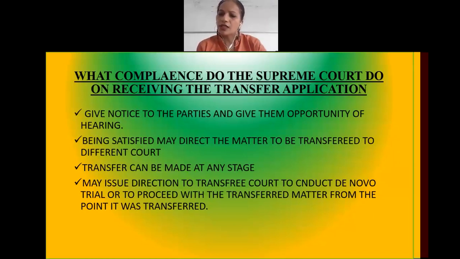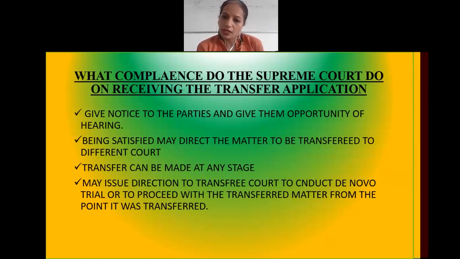Like in the same manner we dealt in our earlier lecture wherein we discussed the powers of the court to transfer that particular matter, here also the Supreme Court is having a power to transfer the matter from one high court to another high court, but that power would be exercised only on the application made by the parties. After the application has been made by the parties for the purposes of getting that matter transferred, Supreme Court would give notice to the other party and the equal opportunity of being heard to both the parties. Now, being satisfied, the Supreme Court may direct the matter to be transferred to a different court. Transfer can be made at any stage.